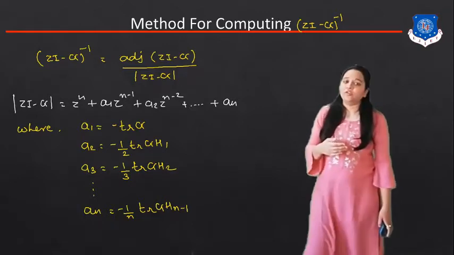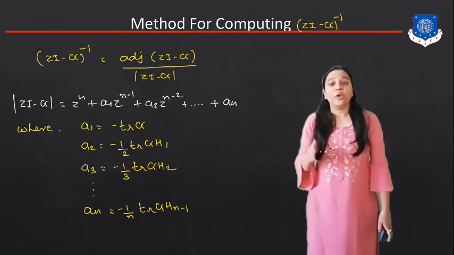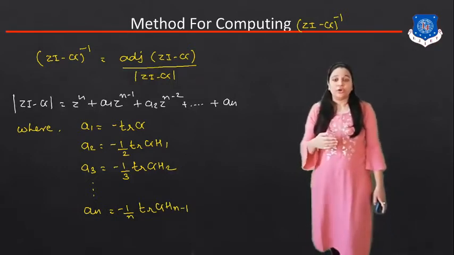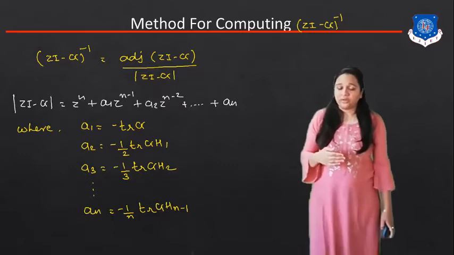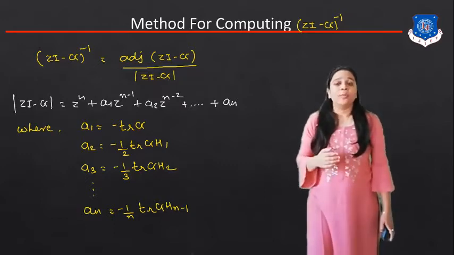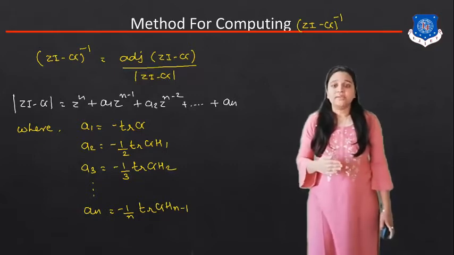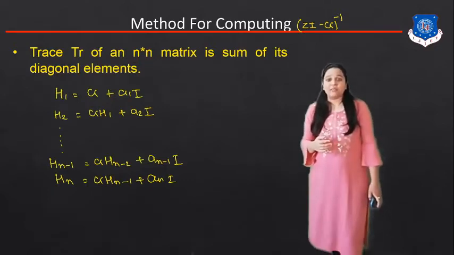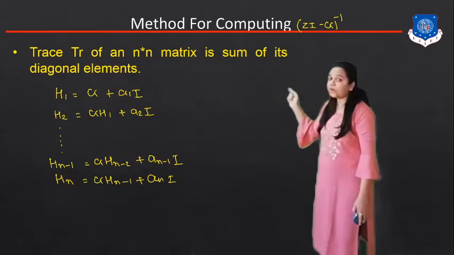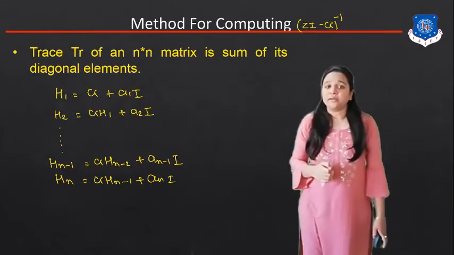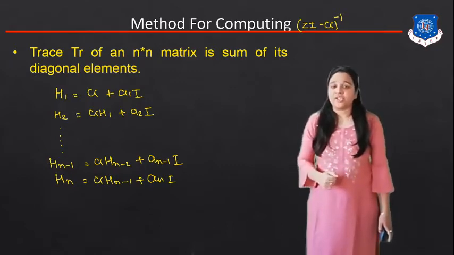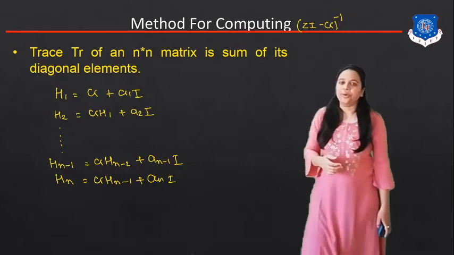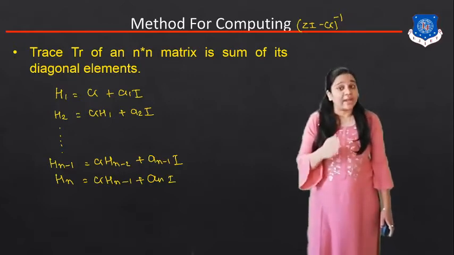Once we have found the value of A4, the equation of A4 is equal to minus 1 by 4 TR G into H3. So up to An, we can get the values of the elements of A. An is equal to minus 1 by n TR G H n minus 1. And what is the equation of H n minus 1? H n minus 1 is equal to G into H n minus 2 plus A n minus 1 I. And what is the equation of Hn? Hn is equal to G into H n minus 1 plus An I.